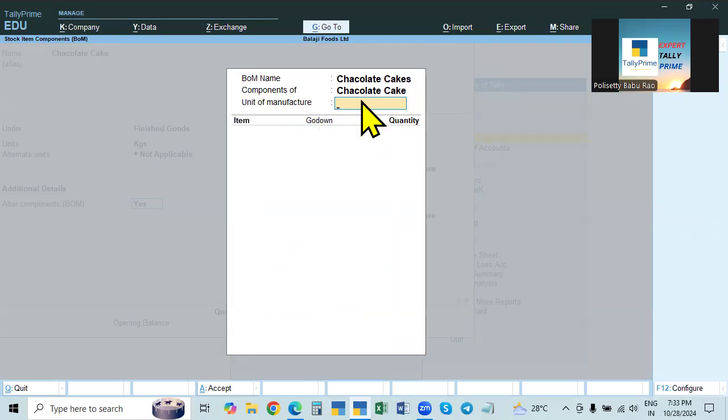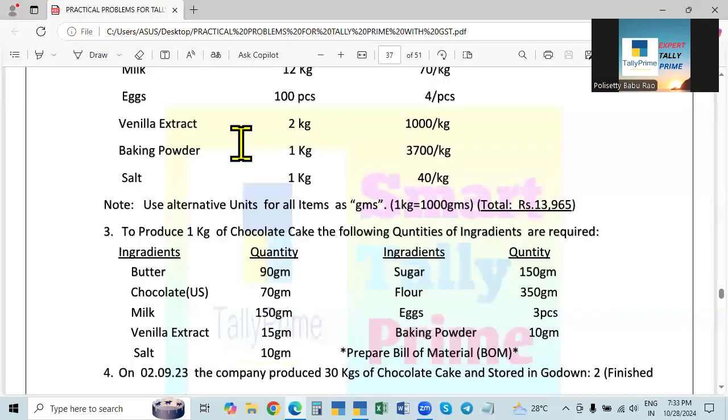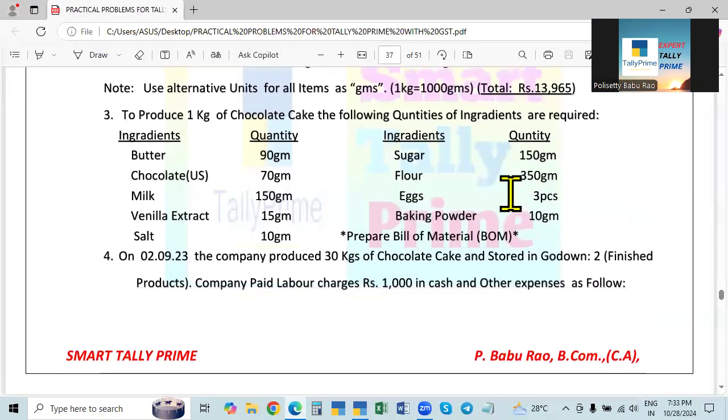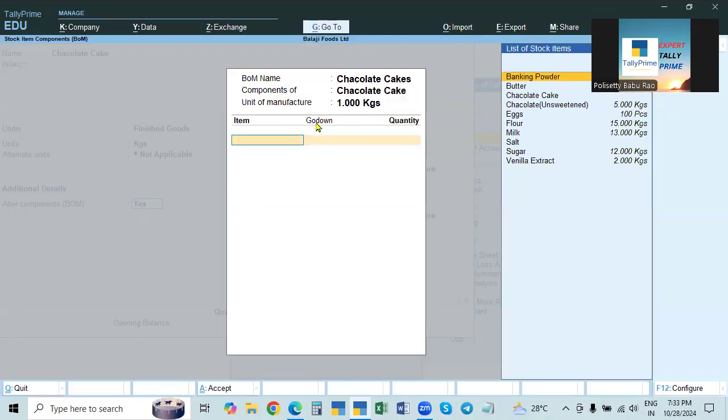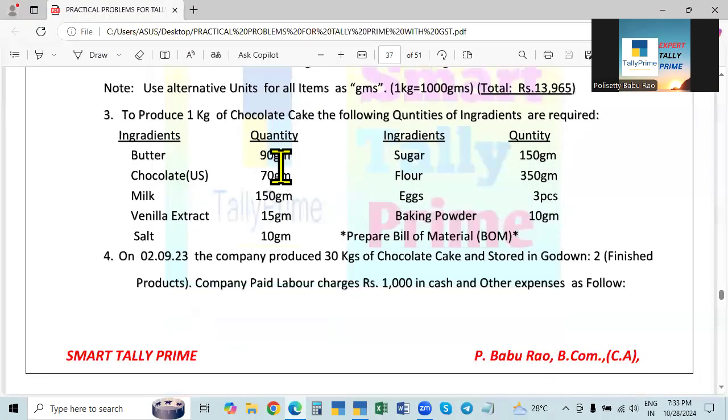So for how much? For 1 unit of manufacture, what is the material required? For 1 unit, you have to take 1 kg. So for manufacturing 1 kg of the cake, what is the material required? All the materials required are given here. Go down to raw material. First of all is butter. Take butter, raw material go down. What is the quantity required?